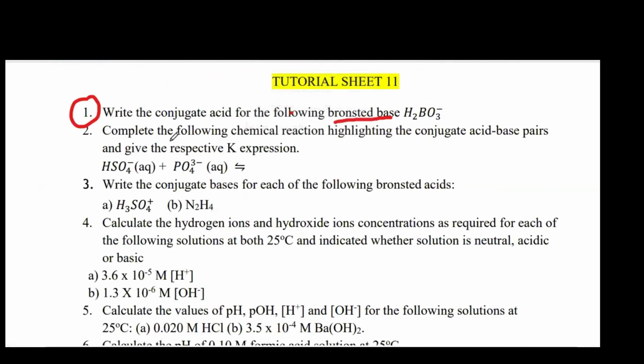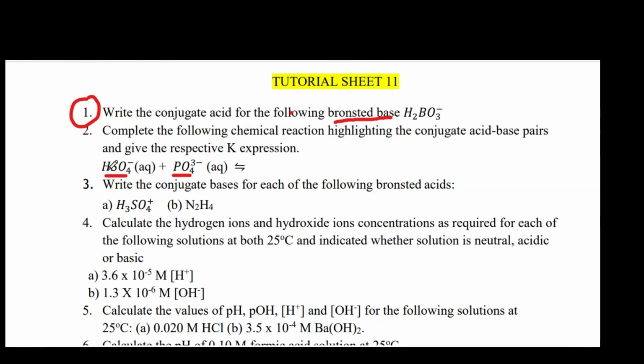Number 2, what does it say? Complete the following chemical reaction, highlighting the conjugate acid-base pairs, and give their respective K expression. So a K expression has come again. Do you remember from the chemical equilibrium tutorial? For us to complete this reaction, we just have to write it out, because this species is acting as an acid since there's the presence of H there, and this one is acting as the base.